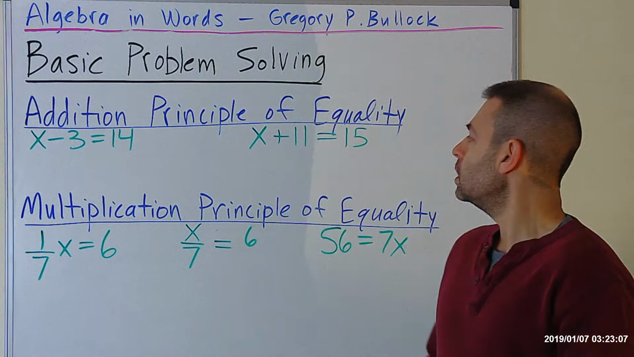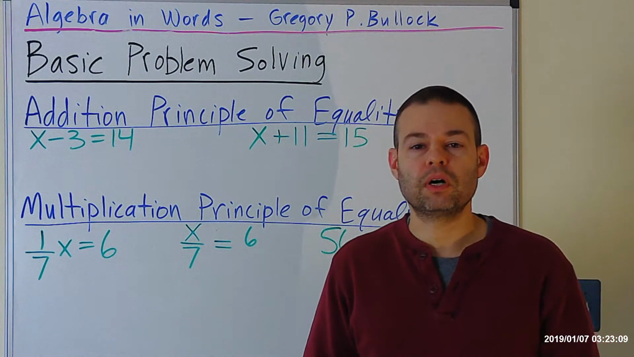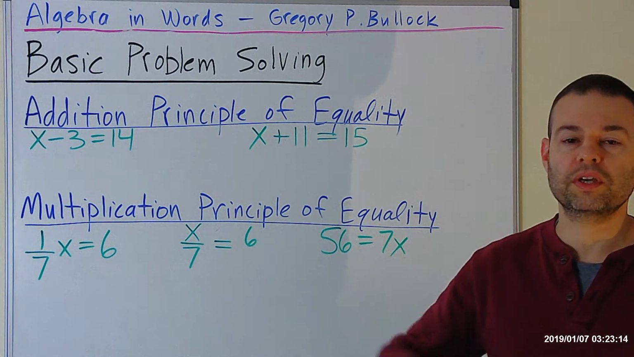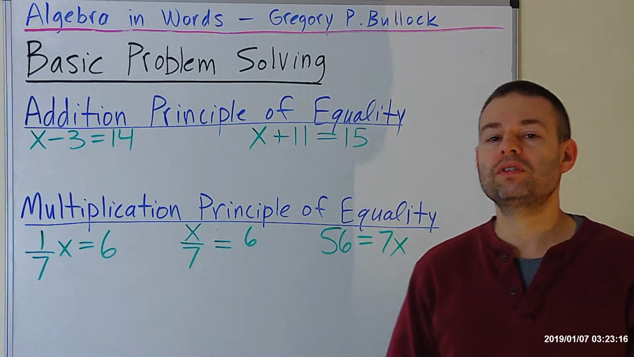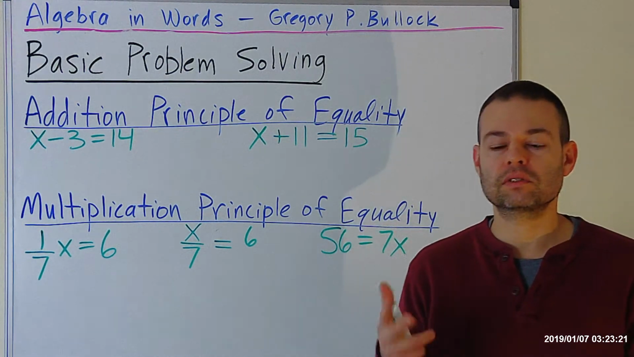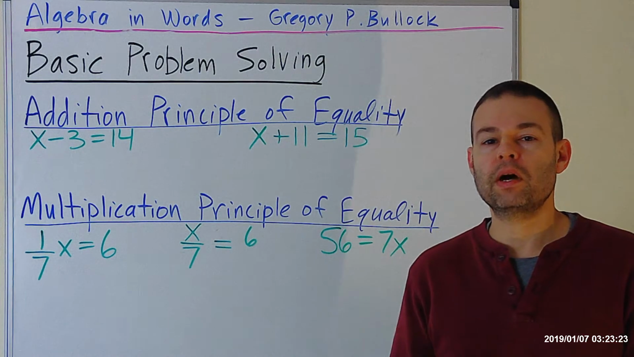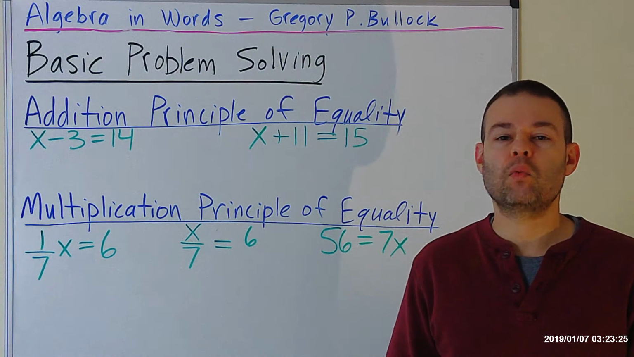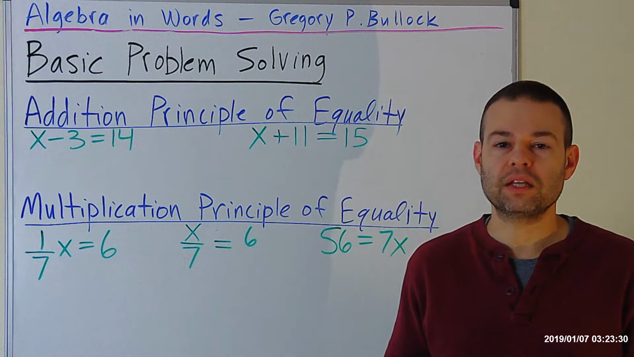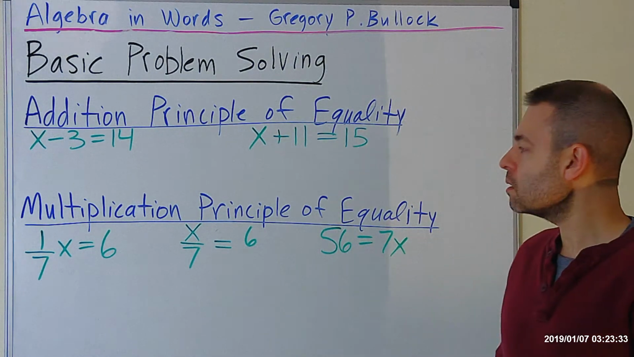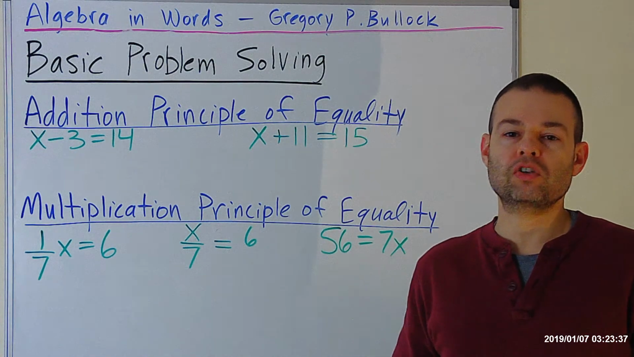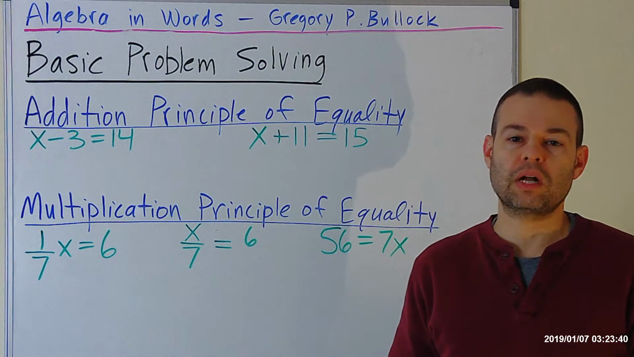But for now, let's talk about the addition principle of equality. I have a couple example problems on the board that we're going to work into the definition. What does the addition principle of equality mean? It's simple. There's kind of two parts to it. One part is whatever you add to one side of the equation, you must add to the other side of the equation. That's to maintain the equality of the equation. Secondly, what's the use, what's the purpose or the function of the addition principle of equality?